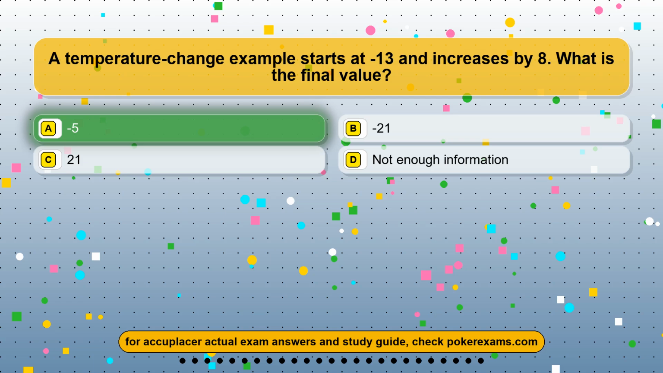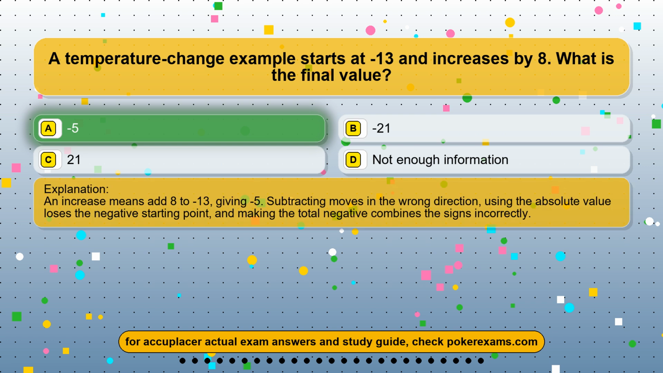The correct answer is option A, minus 5. An increase means adding 8 to minus 13, giving minus 5. Subtracting moves in the wrong direction, using the absolute value loses the negative starting point, and making the total negative combines the signs incorrectly.